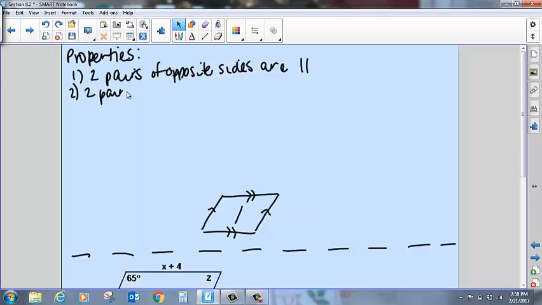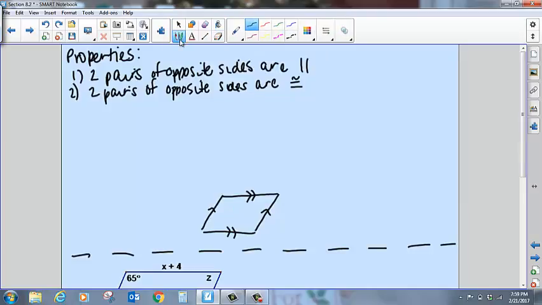Another characteristic is that two pairs of opposite sides are congruent. So that means that those two sides are going to be congruent to each other, and these two sides are going to be congruent to each other. This diagram is going to get pretty messy pretty quick as we fill in all of the different properties, but as we do some examples, hopefully it will all come together.